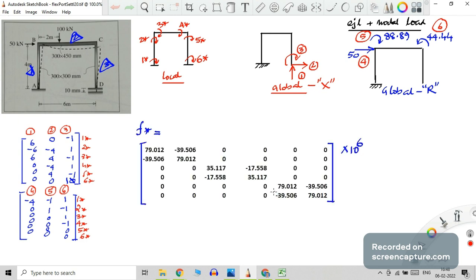So I have written the F star unassembled matrix. 79.12 is taken from our EI value. EI value I have already evaluated, and 10 raised to minus 6 is taken outside. See, L by 6 EI, isn't it? So it should be minus 6. So that is taken outside.